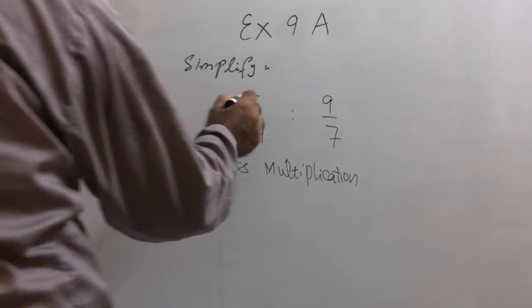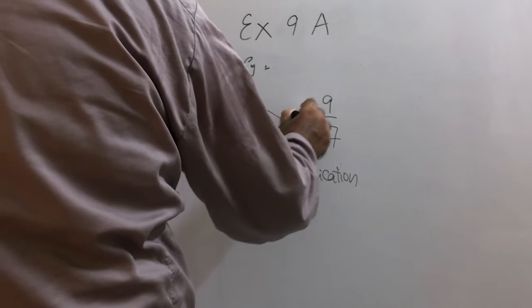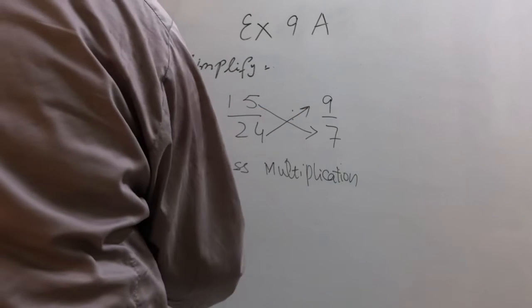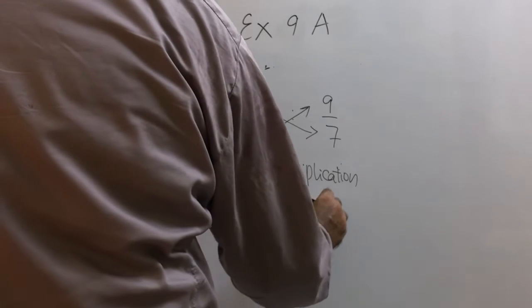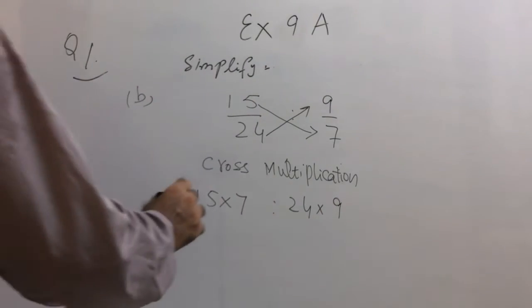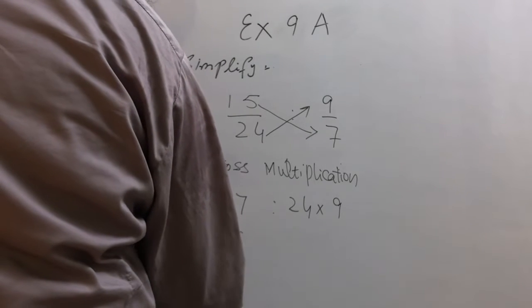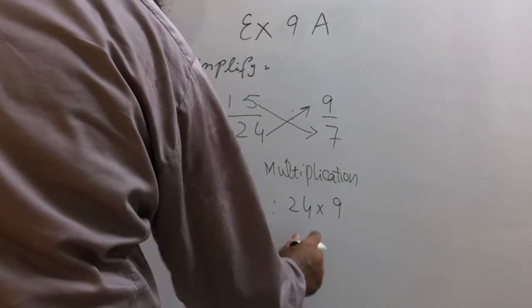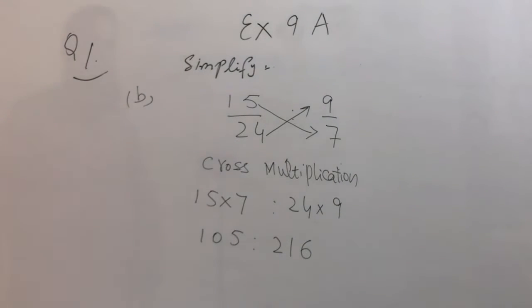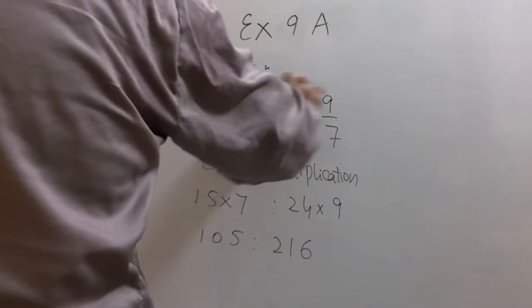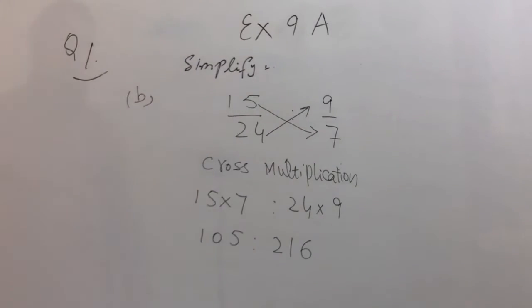We multiply this with this and this one with this. It becomes 15 into 7 this side, ratio 24 into 9 this side. Now I will multiply: 105 here, 216. Now we have converted the fractions into simple numbers. How we did was through cross multiplication. Now we will simplify these ratios. It is actually 105 ratio 216.